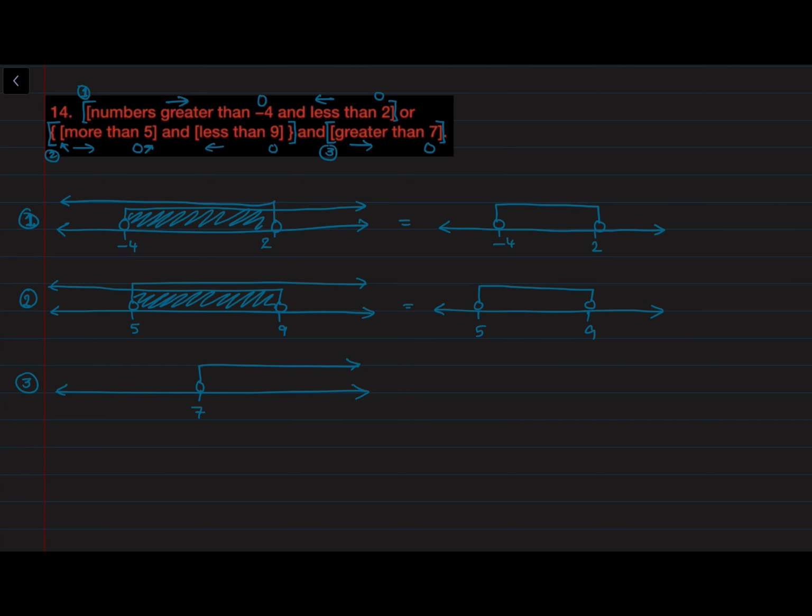Now, in our previous questions, we've always had the same operator between our groups of intervals. So we would have always had AND, or we would have always had OR. However, in this case, we have OR one time, and then the next time we have AND. So how do we combine these?